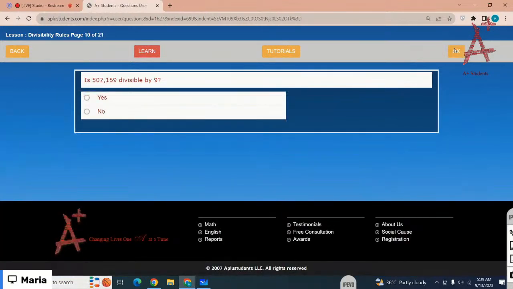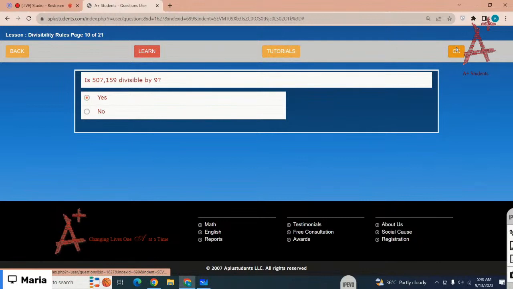Is 507159 divisible by 9? The divisibility rule for 9 is, if the sum of all the digits is divisible by 9, that means the number is divisible by 9. Let me just add all the digits: 5 plus 0 plus 7 plus 1 plus 5 plus 9. The sum of the digits is 27, and 27 is divisible by 9, right? That means the number is divisible by 9. The correct option is yes, right?